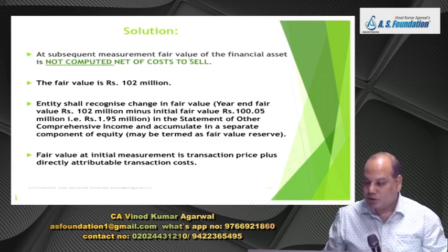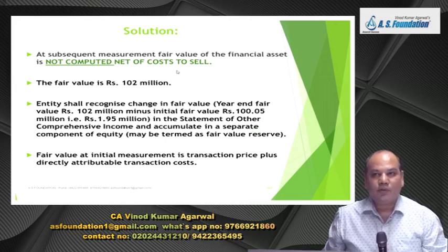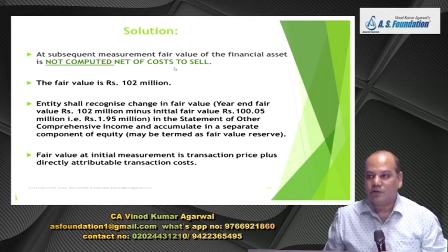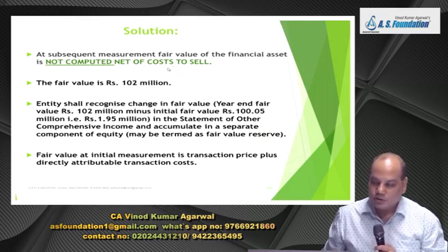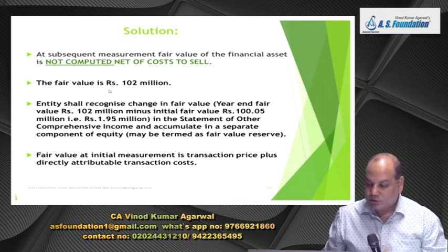At subsequent measurement, fair value of the financial asset is not computed, underline not computed, net of cost to sell. Fair value less cost to sell concept is used in some other standard, like for example, standard on impairment, then standard on non-current asset held for sale and discontinued operation. Then the answer should be the fair value at the end of the year will be shown as 102 million.